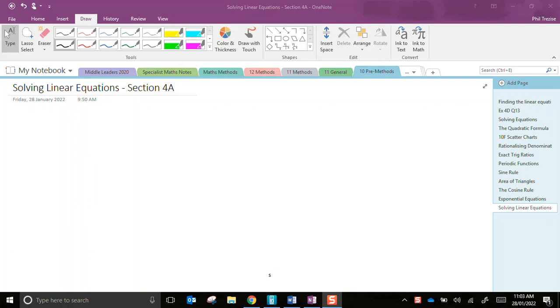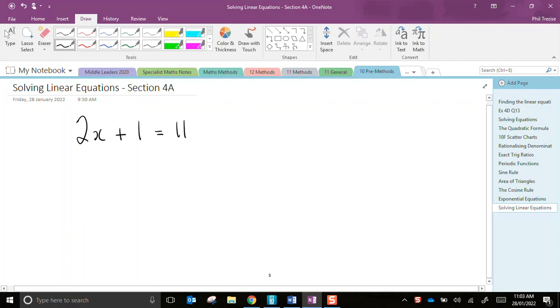Hi everyone. This lesson is going to be a quick review of solving linear equations and algebraic type processes. So let's start with a nice, simple, straightforward example: 2x + 1 = 11. Now, the most common question I get asked about things like this is, how do I know whether to deal with the 2 or the +1 as the first step in simplifying this equation?